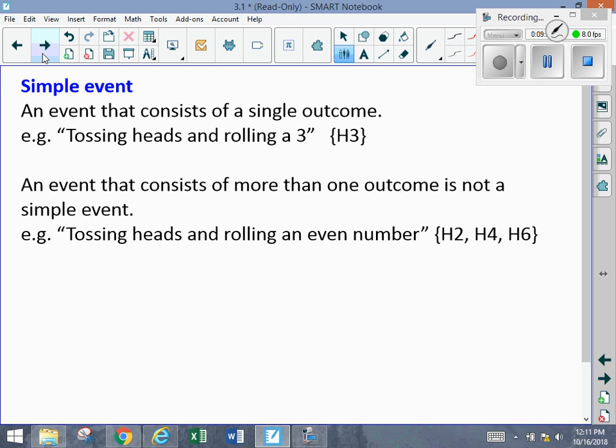So we already really did talk about this. We have events that count that. We already talked about each of these, right? A simple event has one outcome. If there's more than one outcome, it is not a simple event. Not too bad. I don't think that we really need to focus too strongly on that.